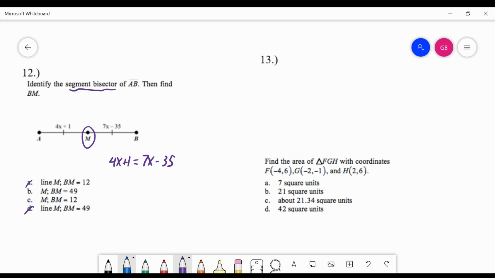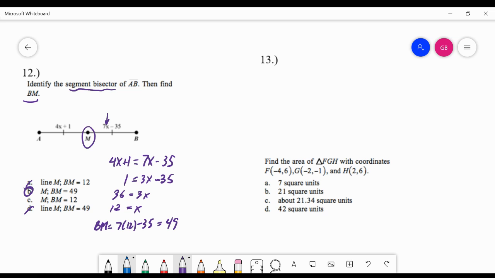I'm going to subtract 4x to both sides. And then I'm going to add 35 to the 1. And then divide by 3. So x is 12. And if x is 12, and we want to find BM, so we're going to plug it in here. So it's going to be 7 times 12 minus 35. Okay, 7 times 12 is 84, and 84 minus 35 is 49. So the answer is C.